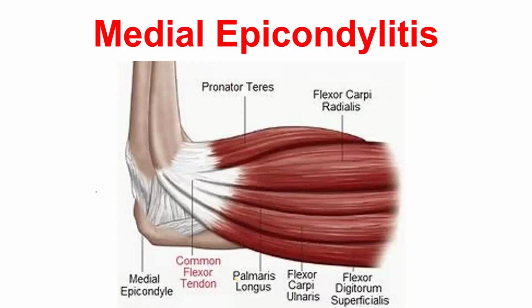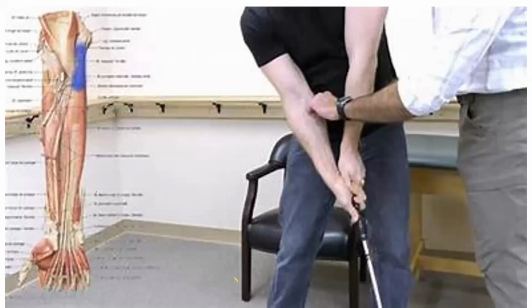Now we come to the interesting part. First of all, we'll be starting with medial epicondylitis. This is known to occur in hockey. This patient is being taught how to play hockey, how to hold the handle, and the stress is on the medial aspect of the elbow joint.